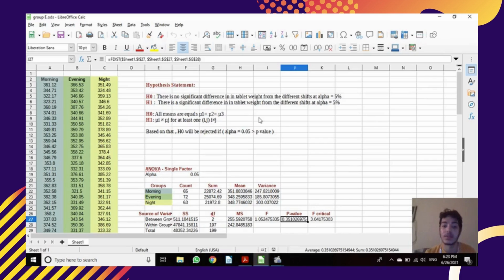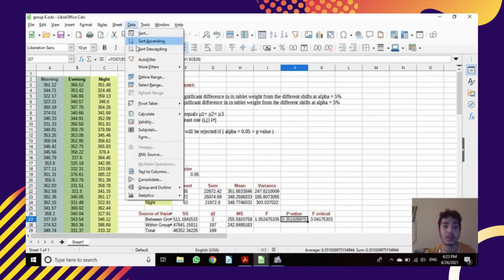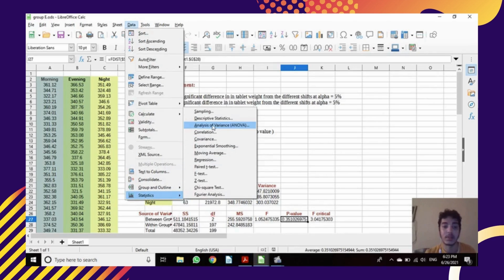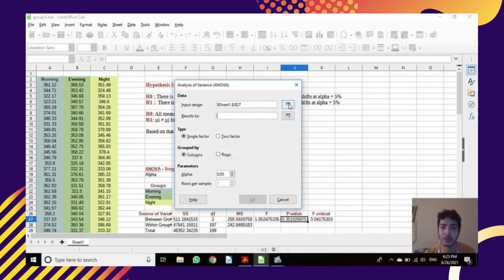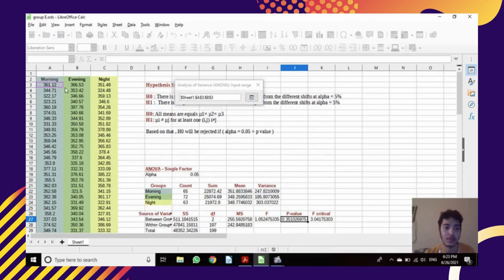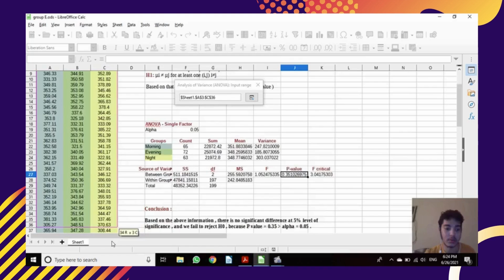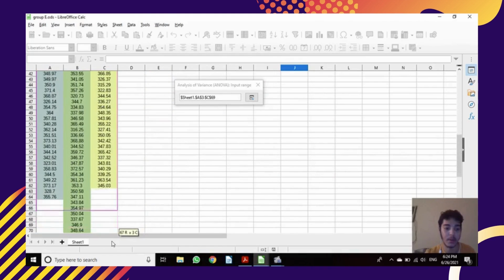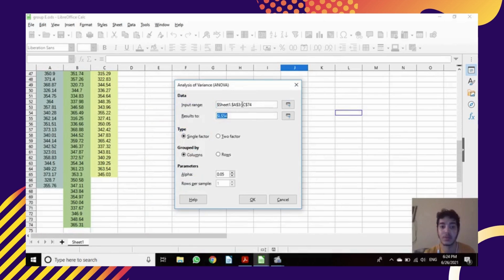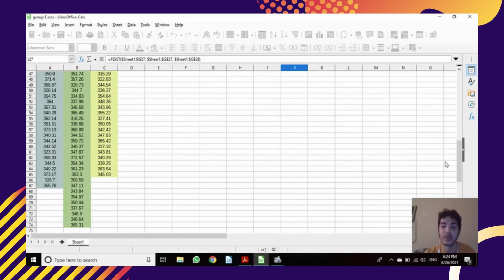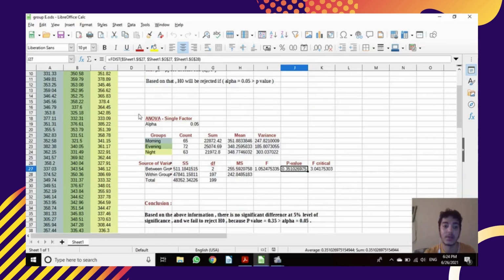So how to get this p-value? We go to data, statistics, analysis of variance, which is ANOVA. For our input range, we just input all the weight values. And for the results, we just choose any place here to show the output. And type is single factor grouped by columns, and alpha is equal to 0.05. So we get the ANOVA.